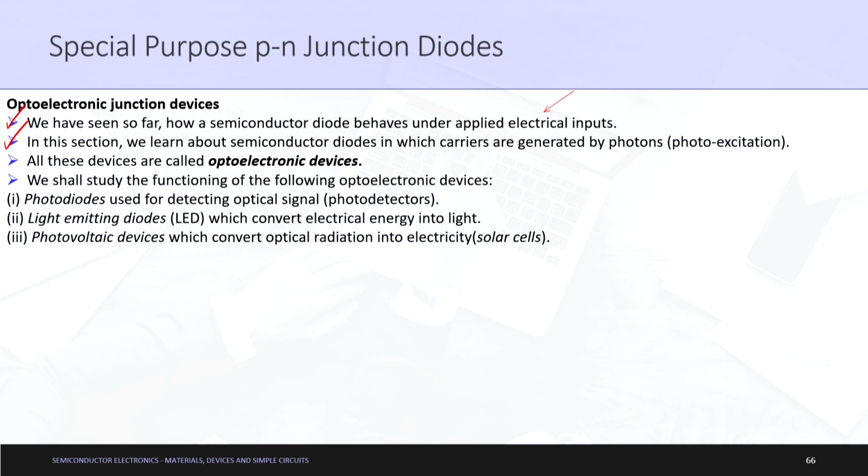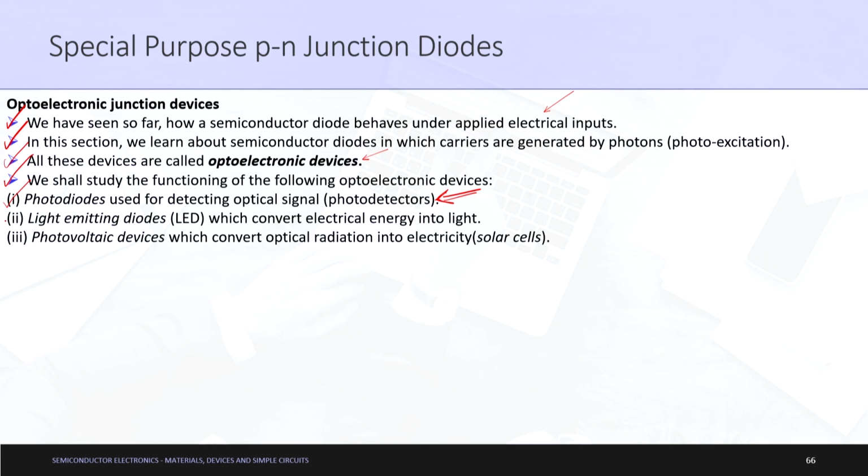In this section we learn about semiconductor diodes in which carriers are generated by photons, or photoexcitation. All these devices are called optoelectronic devices. We shall study the functioning of the following optoelectronic devices. First of all, we will understand photodiodes. As the name suggests, photo tells you about detecting optical signals. Okay. So optical signals are obtained here, that is, photodetectors are utilized here.